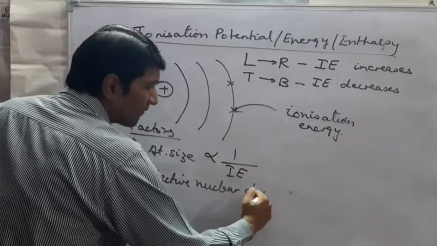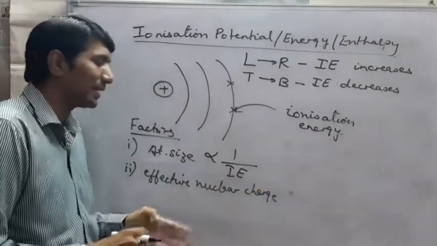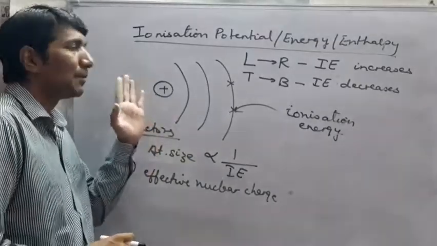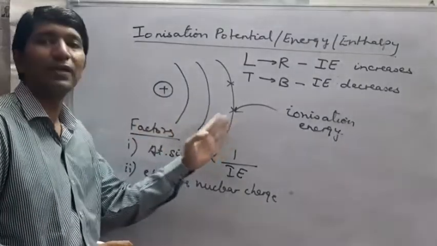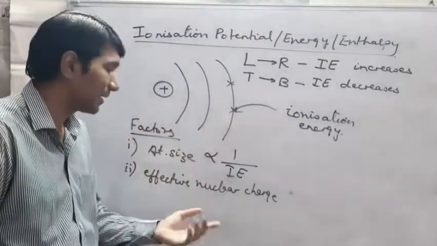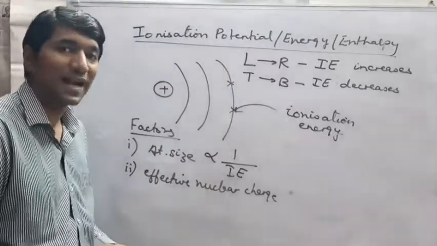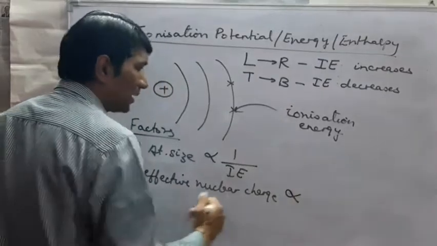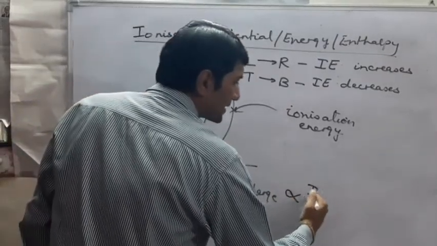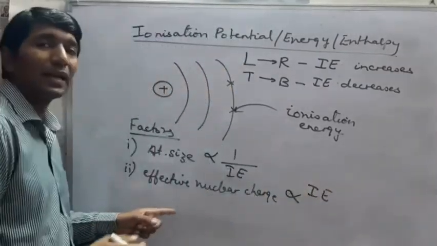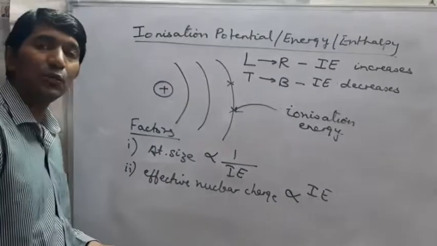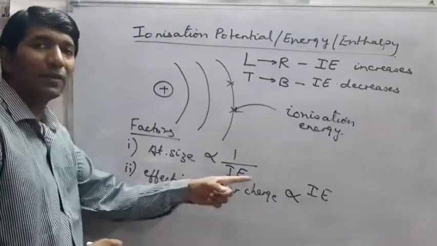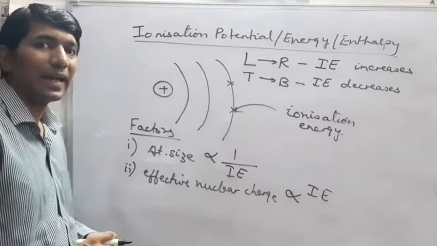Okay. Now, effective nuclear charge again is related to atomic size, which means the potential of the nucleus to hold that valence electron is much higher if the effective nuclear charge is high, which again means it is directly proportional to the ionization energy, which means greater the pull of the nucleus, greater will be the ionization energy.